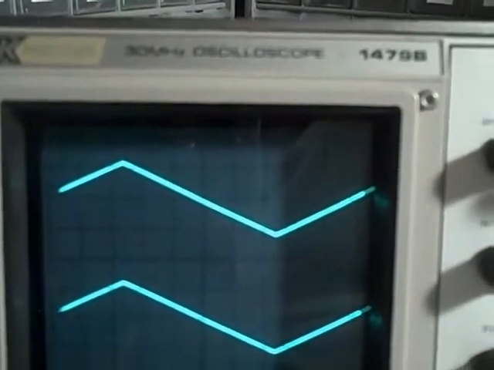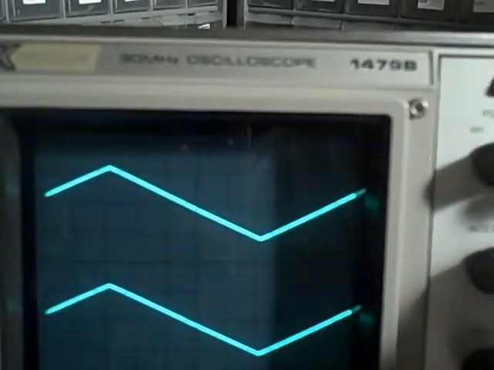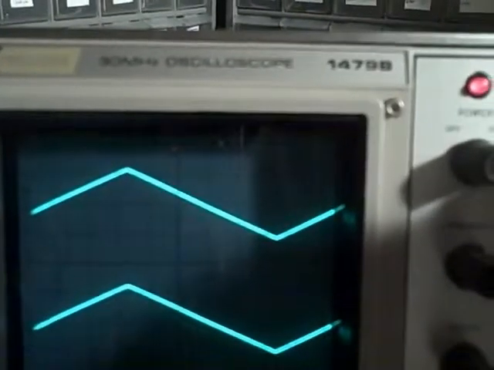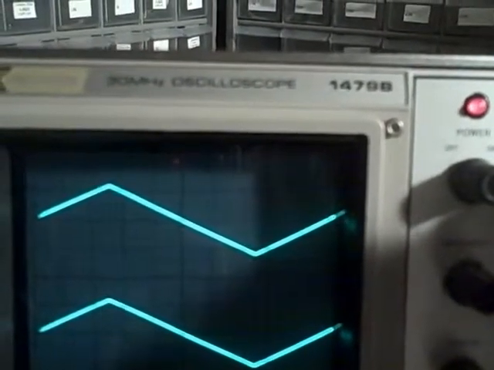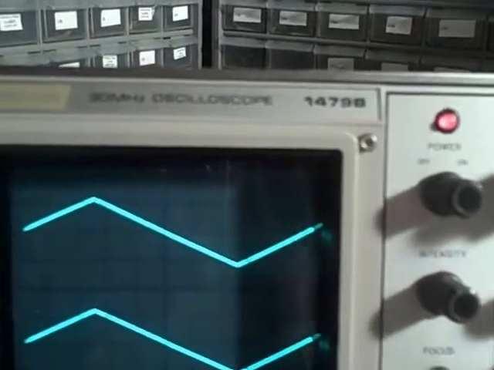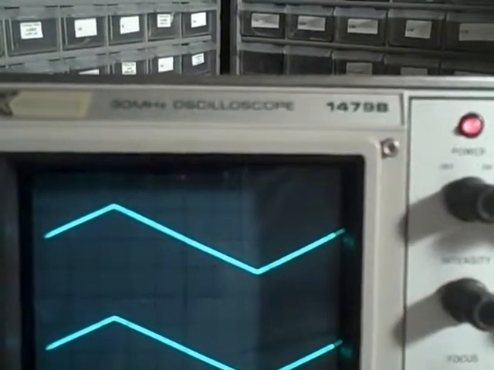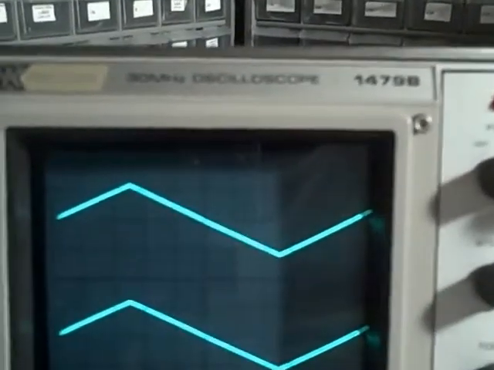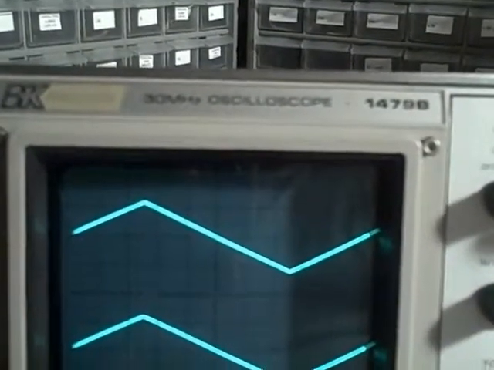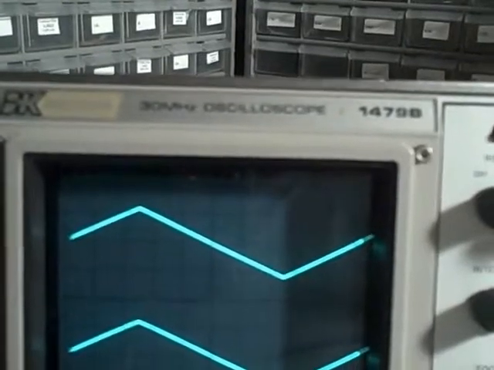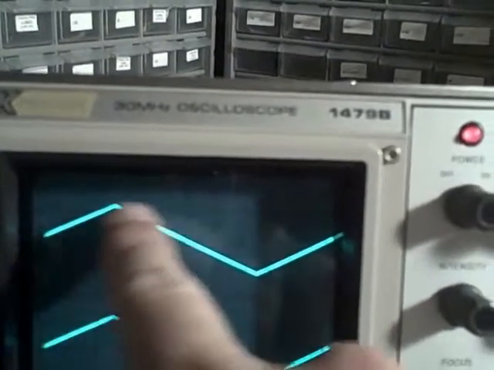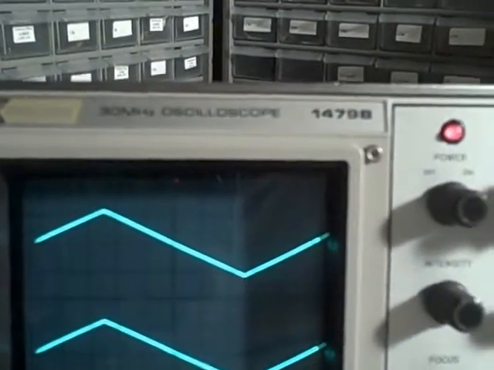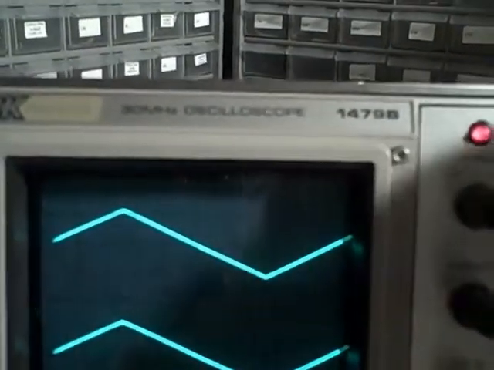We go down to 1 microsecond, and what we see is we have 1 cycle. With 100,000 hertz, we have 1 cycle across this 10 divisions at 1 microsecond. That's because that's representing 10 microseconds, and 10 microseconds is what 100 kilohertz would take.